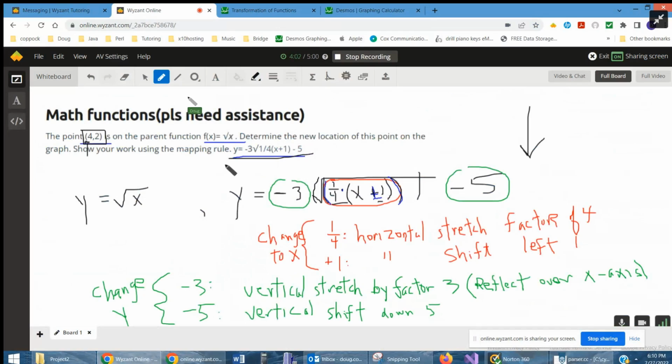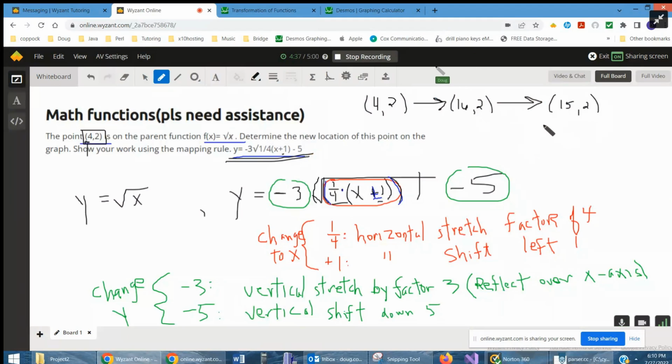Now you're asked to do this with a mapping. So the point (4, 2), I'm not going to write this all out, but the first mapping is a stretch by 4. That takes you to (16, 2). And you probably have a symbol in here for what a horizontal stretch is. But then we go to shift left because of this plus 1: (15, 2).